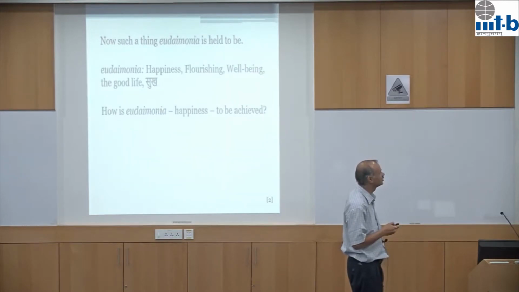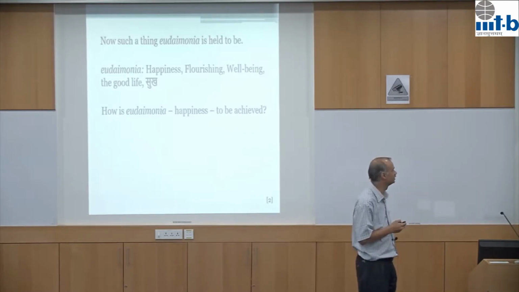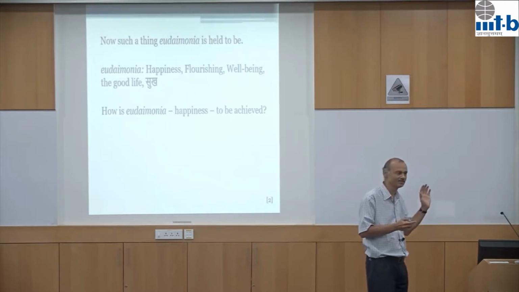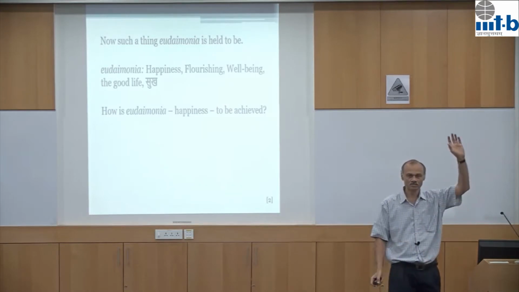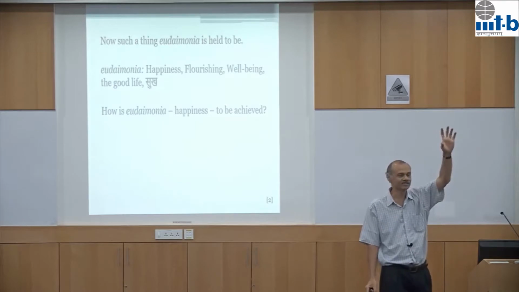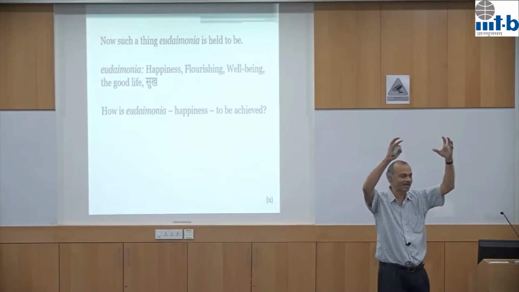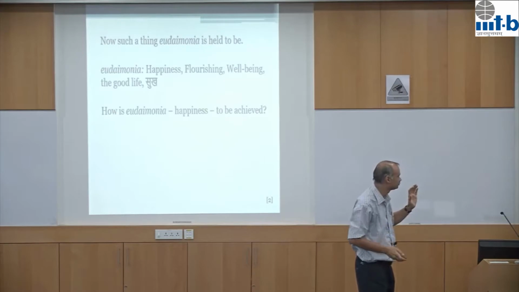Now such a thing, eudaimonia, is held to be the chief good. What is eudaimonia? Happiness, flourishing, well-being, the good life. I call it sukh. I think sukh is the most appropriate translation. English doesn't have an appropriate translation. So Aristotle says eudaimonia. We'll say happiness for the sake of simplicity. All our actions ultimately aim at achieving happiness. This is what Aristotle says. Okay?